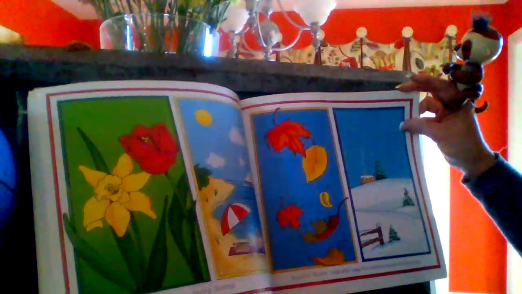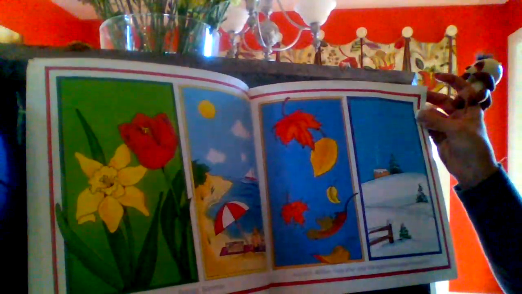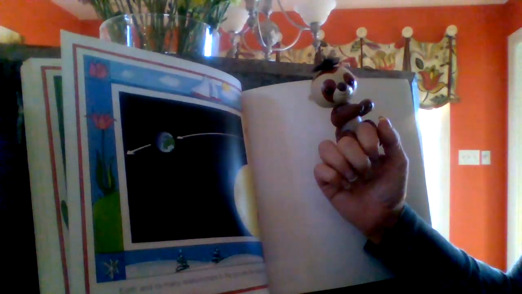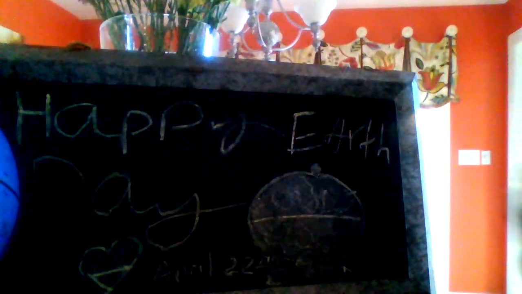Spring, summer, autumn, and winter. Year after year, the seasons repeat themselves. Earth and its relationship to the sun are the reasons for the seasons. Do you agree, Kinsley? Well, that's exactly what it is. It's the reason for the season, and that's why we're celebrating Earth Day today.